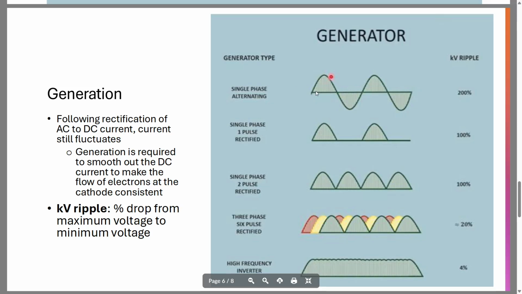So with our single phase alternating current generator, we still have AC happening. So this is pre-rectification essentially. And we're measuring both the bases here and at the top of the curve, but also at the top of the curve this way. So you'll notice when we have single phase 1 pulse rectified, we're basically removing those negative sides of the sine wave. And that gives us 100% because there's still peaks at 0 in our kilovoltage peak. And this is considered 200% kV ripple because we're also getting that negative side of the alternating current.